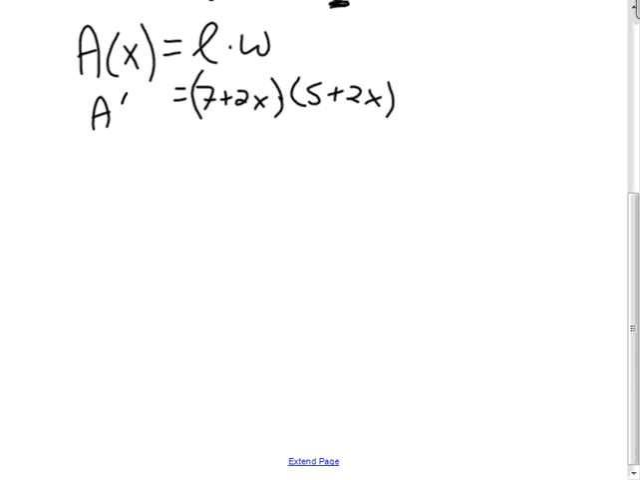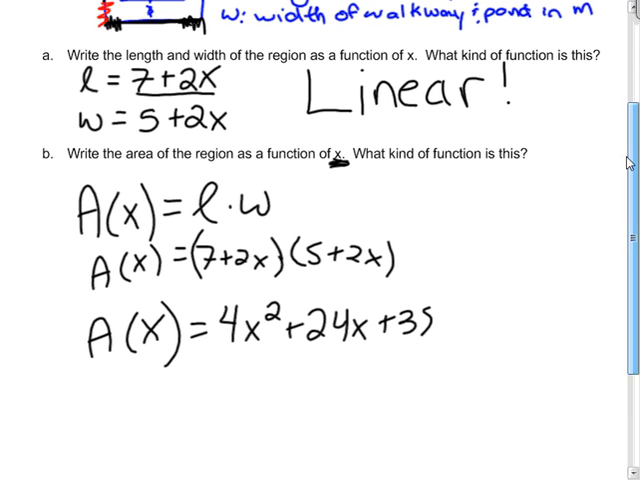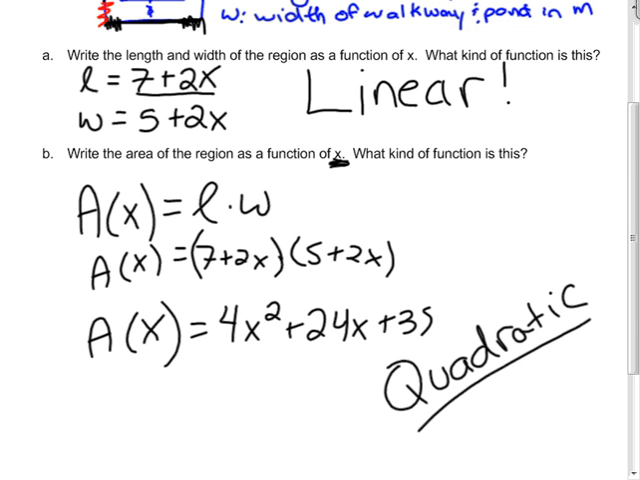So therefore, I can expand this out, combine like terms together. A of x equals 4x squared plus 24x plus 35. Well, what kind of function is this? We've spent an entire unit on it. Quadratic. Started with two linears. It's a multiplication that makes it quadratic. It combines the two together. I'm going to end up with a quadratic. Quadratic gives me a parabola, and I can answer different questions about it. But that's kind of an area model type of problem.